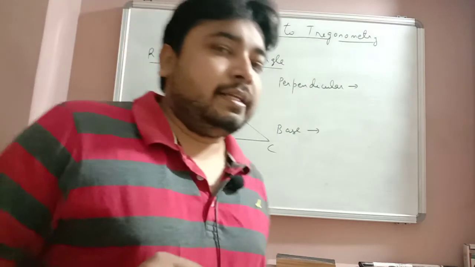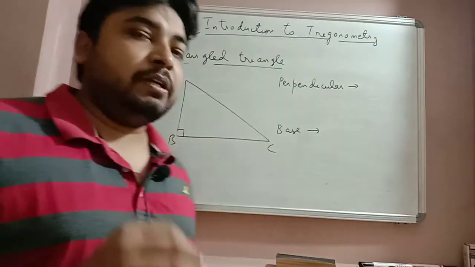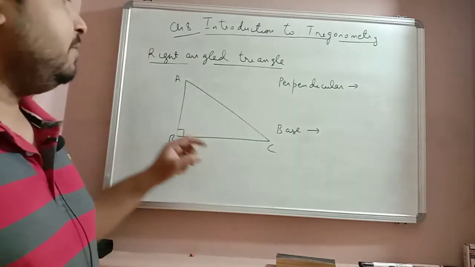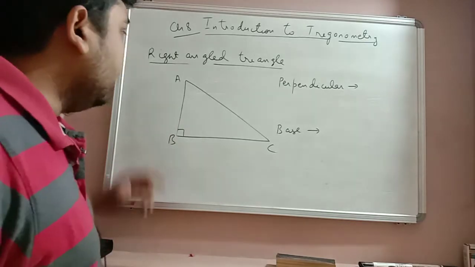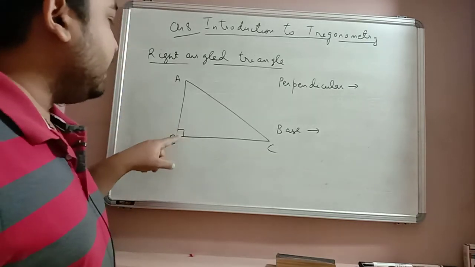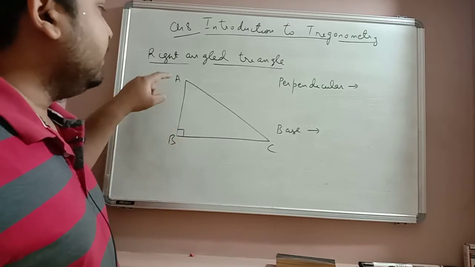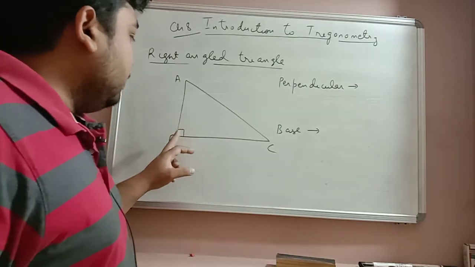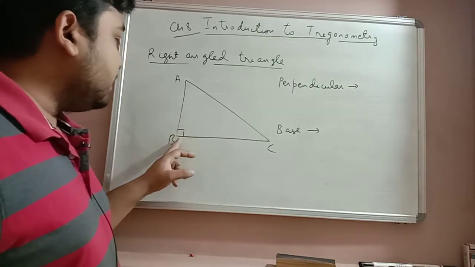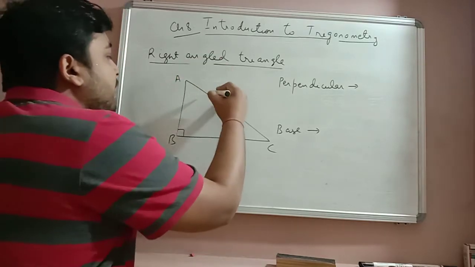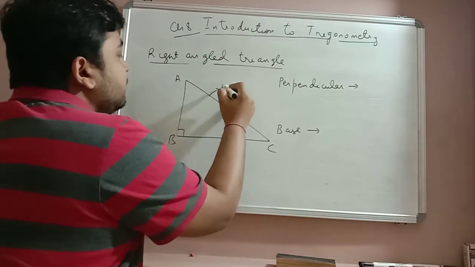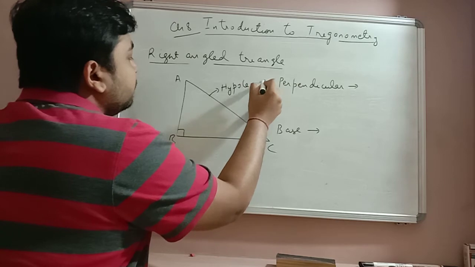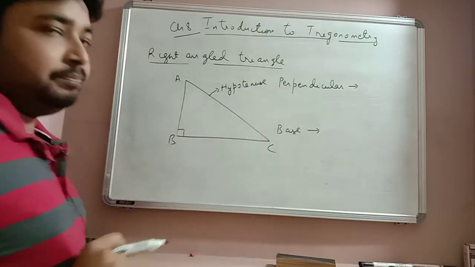Alright, now let us take up a right angle triangle and see some of the important terms in it. A right angle triangle is a triangle in which one of the angles is 90 degrees. Let's say triangle ABC is right angled at angle B. So angle B is 90 degrees and obviously the angles A and C will be acute angles. Now we already know that the side opposite to the right angle is known as the hypotenuse. So this side is the hypotenuse of the right angle triangle.